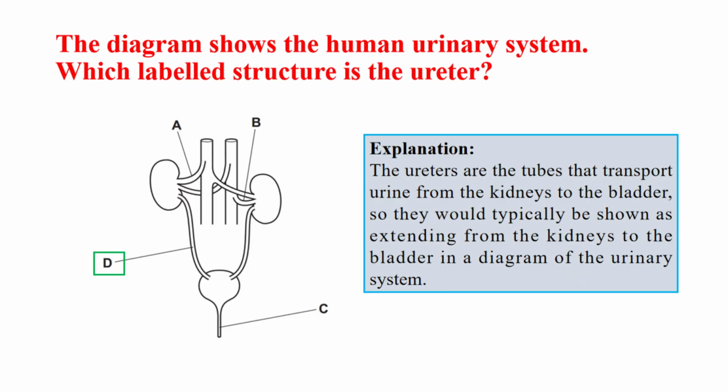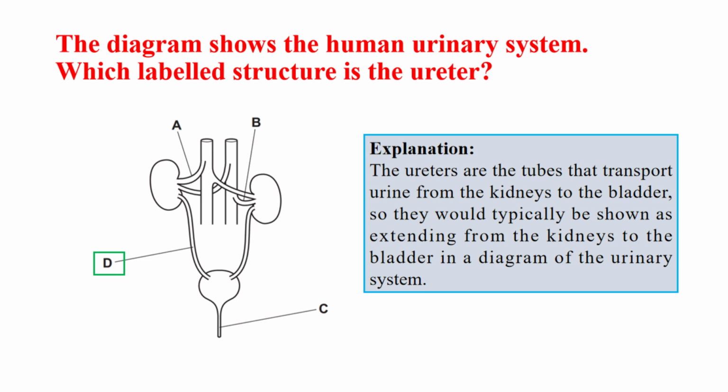In this question we are examining the human urinary system. Let's dive into a specific question based on the diagram you see on your screen. Which labeled structure in the diagram is the ureter? A, B, C or D? Let's break it down. The renal vein, labeled as A, carries blood away from the kidney. The renal artery, labeled as B, brings blood to the kidneys. The urethra, labeled as C, is the tube through which urine exits the body.